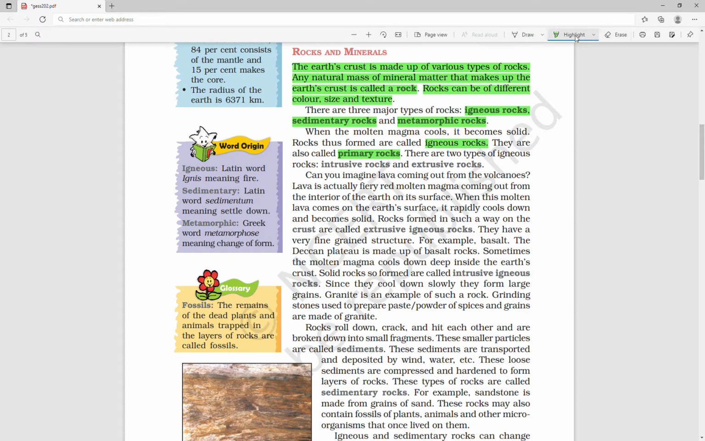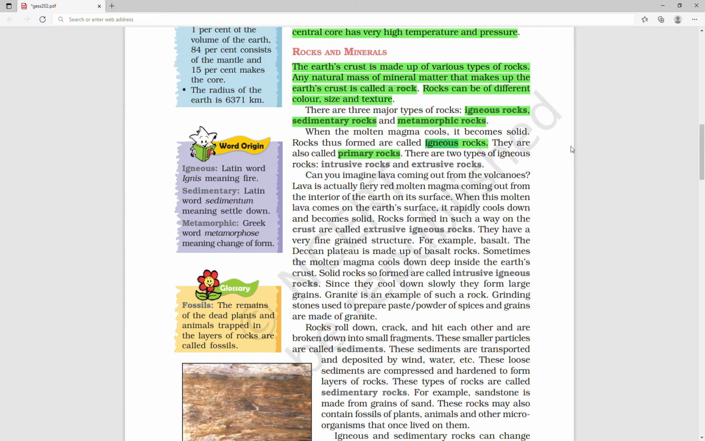Wait a second. So here we have igneous rock, right? In igneous rock, there are two types of rock. Igneous rock is one type, right? It's a major rock, but in that there are two types of rock. Igneous rocks are divided into two, which are intrusive rocks and extrusive rocks.